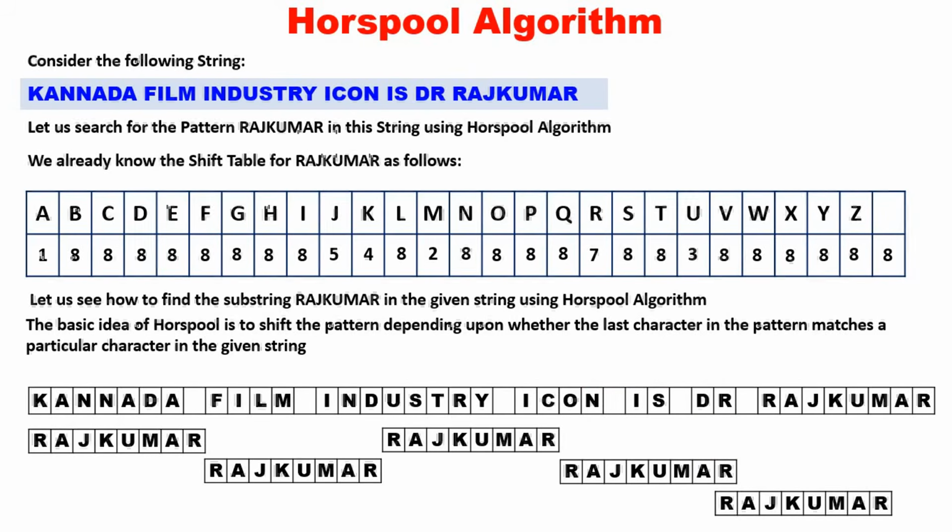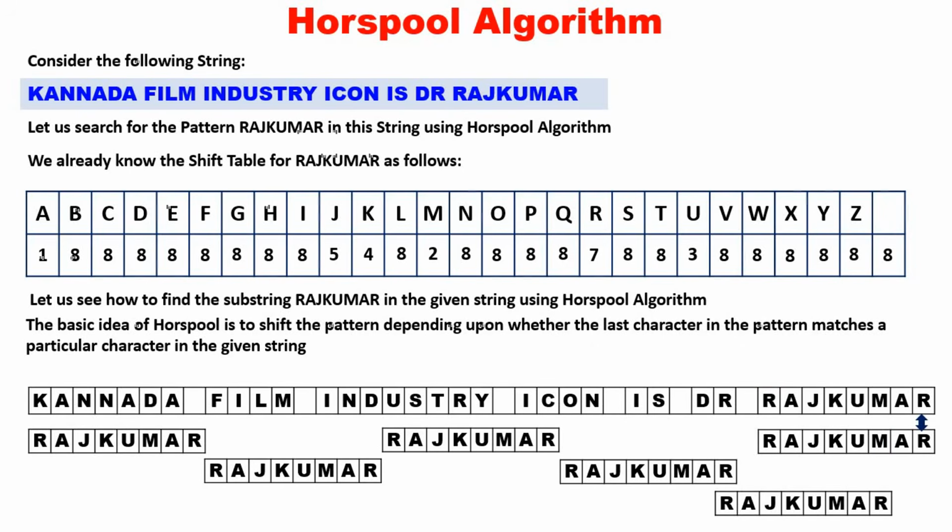Now, again, the last character of the pattern string Rajkumar, R, is matched with M. No, there is no matching. Now, what is the shiftable value for M? 2. Meaning Rajkumar should be shifted to the right by 2. Yes, 1, 2. Rajkumar is shifted to the right by 2.